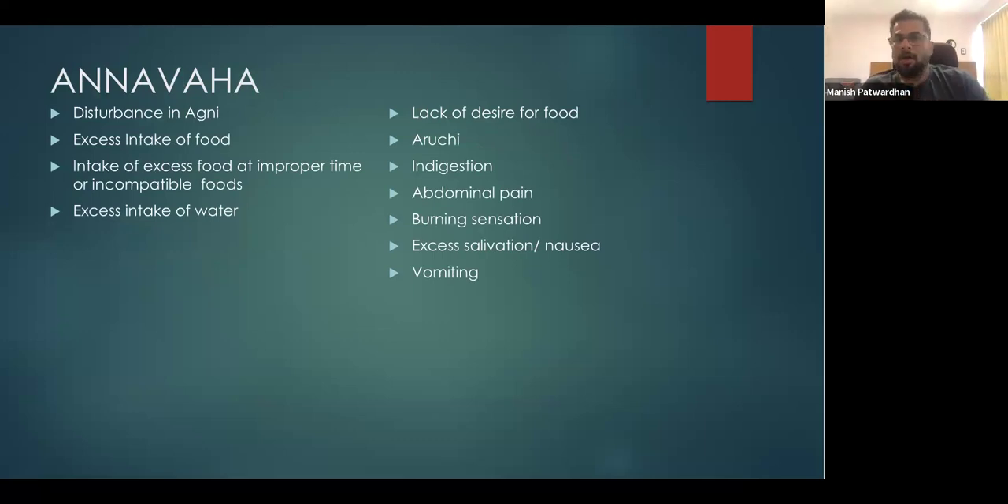Annava srotas, we have spoken a lot about this. Obviously, disturbances with the Agni are going to cause disturbances with the Annava srotas. So the main thing is any factor that causes disturbances with the Agni: the quality and quantity of the food consumed, the timing of the food consumed, and the intake of water. These are going to be critical aspects. Today, intake of water is one of the major causes of disturbances of Annava srotas, because people are constantly drinking water without understanding the concept of thirst.